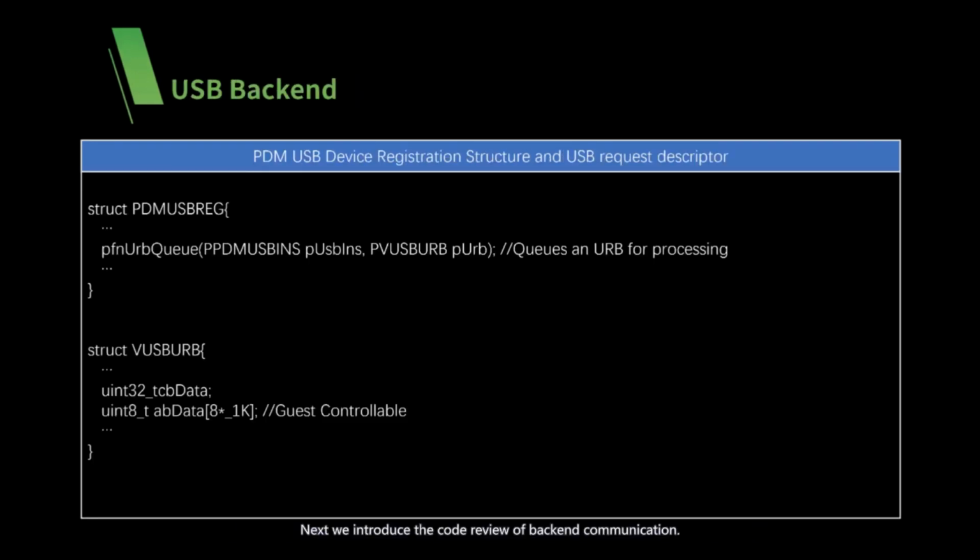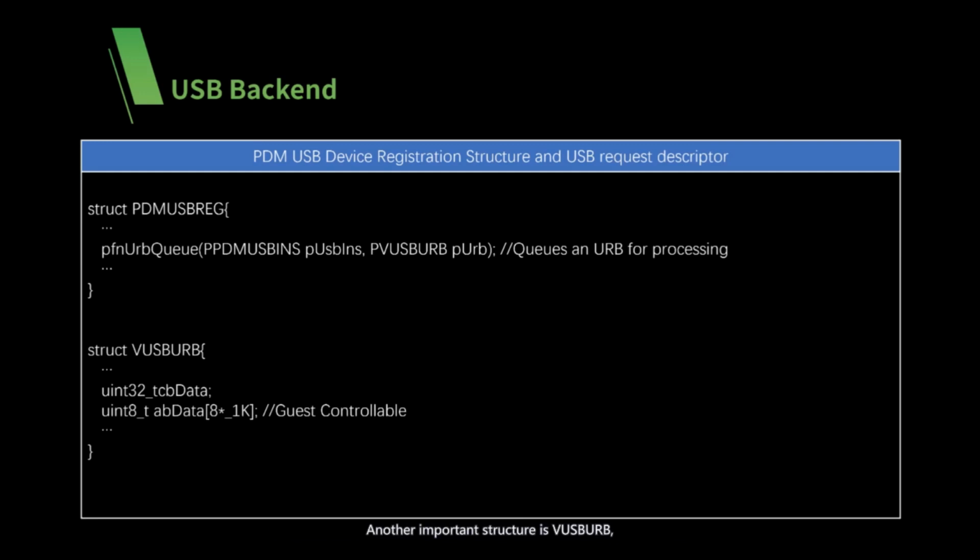Next, we introduce the code review of backend communication. The first is USB backend. Similar to the device, the USB backend defines the PDMUSBREG structure, which unifies the interface for the USB backend. What we need to focus on is the pfnUrbQueue callback function, and the USB packet sent by the guest is finally processed by this function.